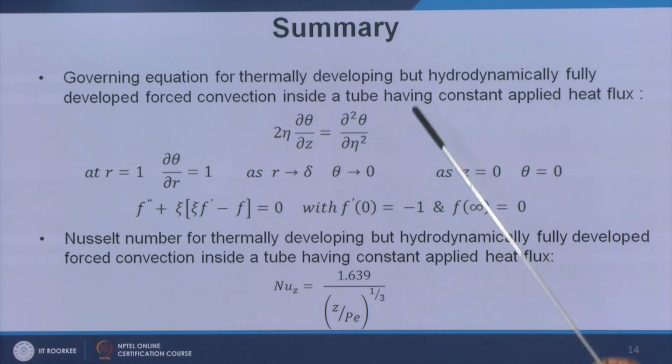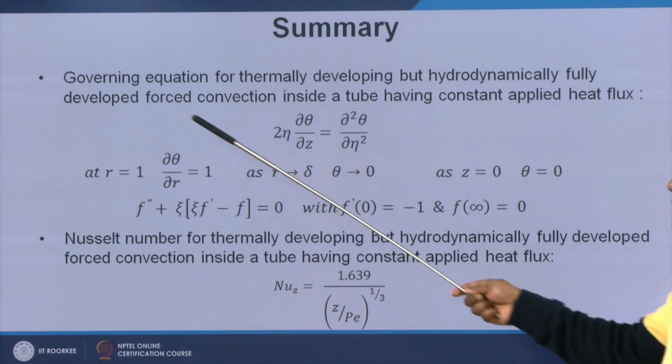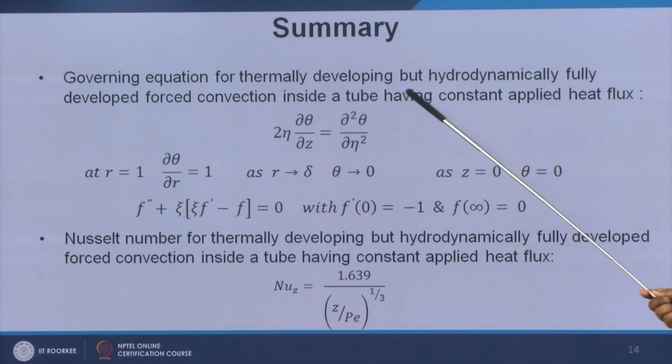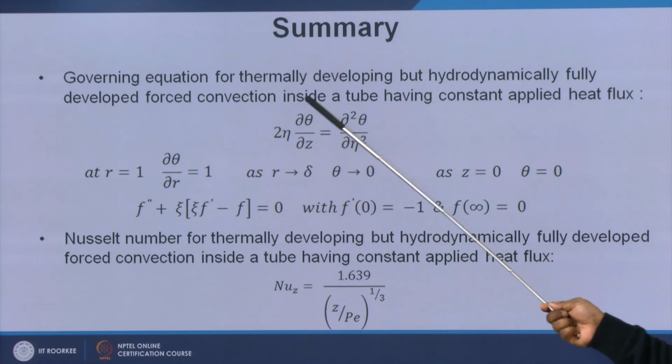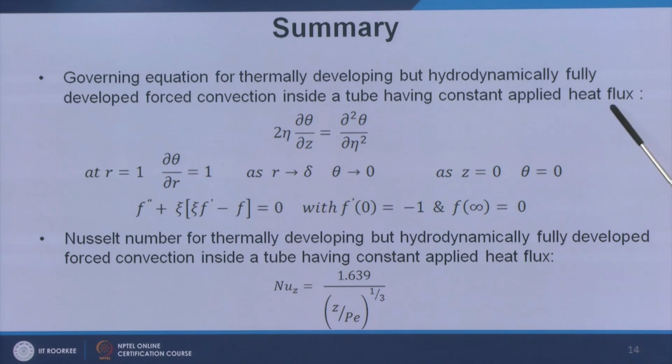Let us summarize what we have learned. First we have seen the governing equation for thermally developing but hydrodynamically fully developed forced convection inside a tube having constant applied heat flux. So this is very important, constant heat flux. The equation we have reduced to this form: 2 eta del theta del z is equal to del square theta del eta square, okay.